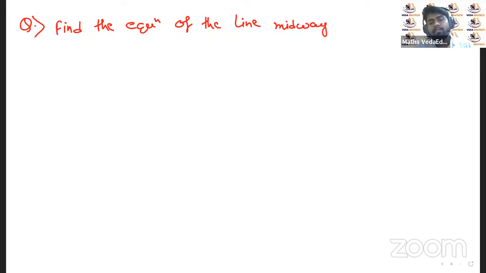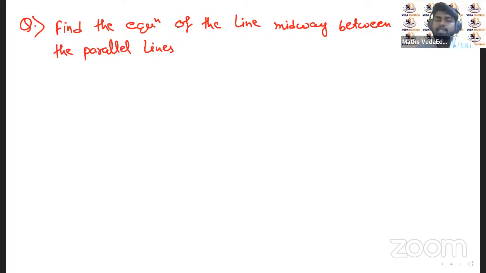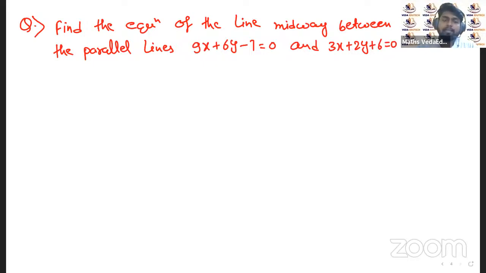Midway between the parallel lines, the equation of one line is given, that is 9x plus 6y minus 7 equal to 0. And another equation is 3x plus 2y plus 6 equal to 0. Now, we can try this question. They're asking to find the equation of the line midway between the two parallel lines.